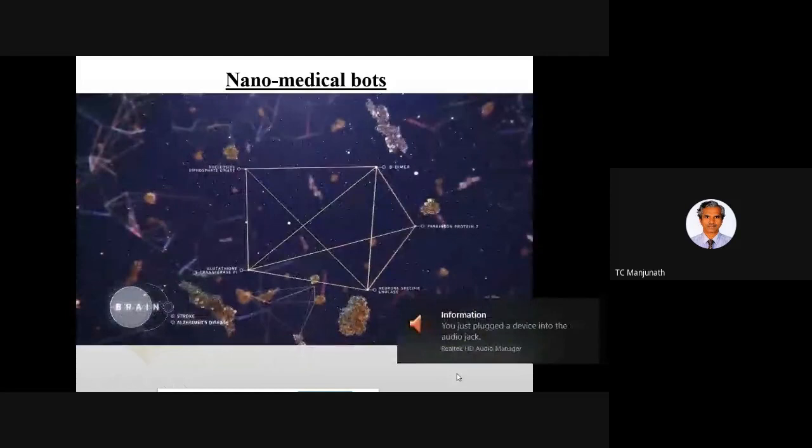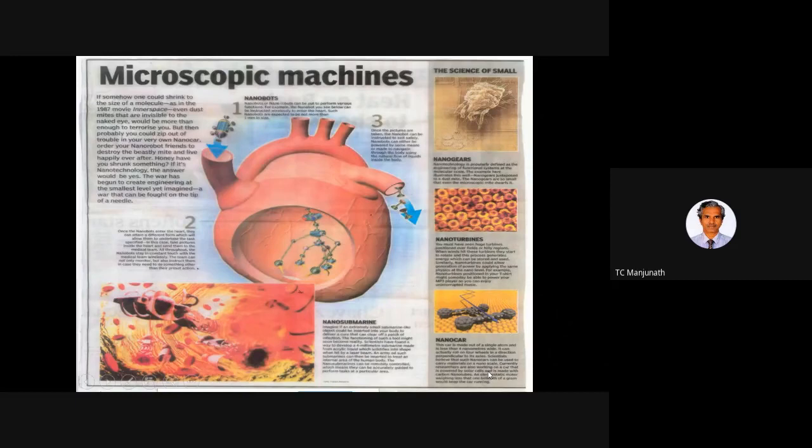This is one of the cuttings which had come in a Times of India newspaper. You can see the rise of the micro machines, the nanobots. If you see 1, 2, 3, 4, and so on, entry number one, nanobots are being inserted. They go up to the heart and check each and everything.